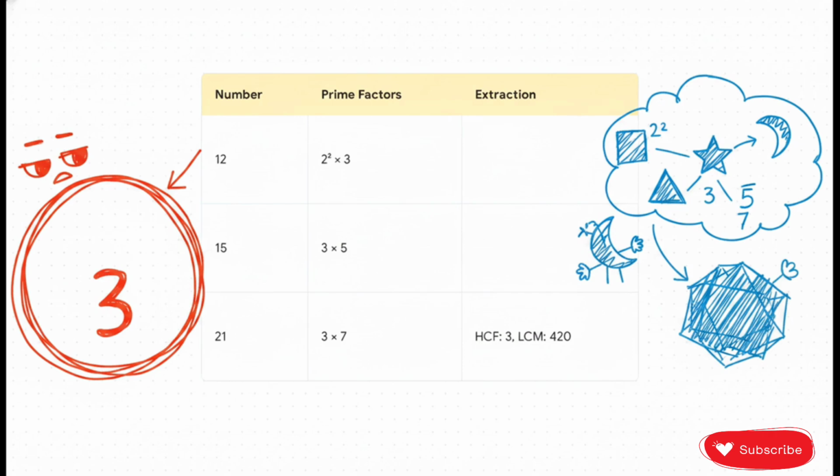Think of the HCF as the picky one. It only wants a prime factor if it exists in all 3 numbers. In this case, that's literally just the number 3. The LCM, on the other hand, is a total collector. It grabs the highest power of every single prime factor that appears anywhere on the board, the 2 squared, the 3, the 5, and the 7, and multiplies them all together to get a massive 420.